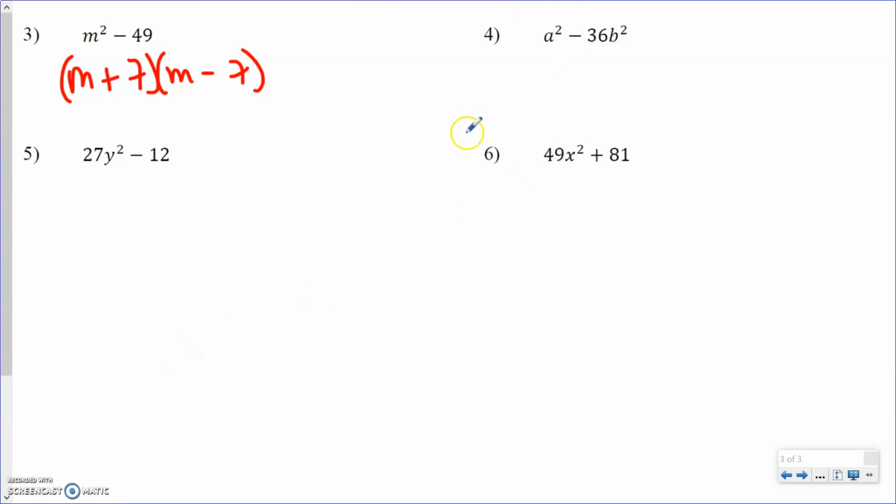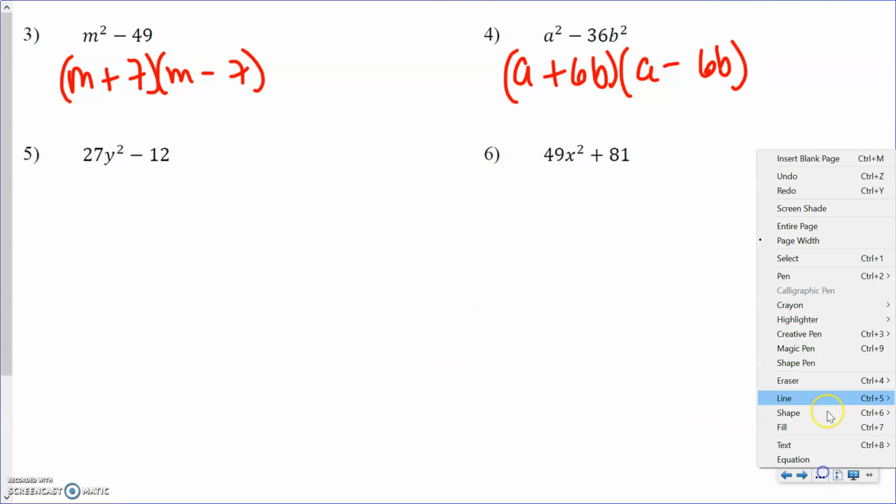I'm going to do, well, I'll do a couple more. The next one, same idea, square root of a squared is a, square root of 36 is 6, square root of b squared is b. So it doesn't matter that there's 2 variables in there, we can still take the square root. 1's plus and 1's minus.